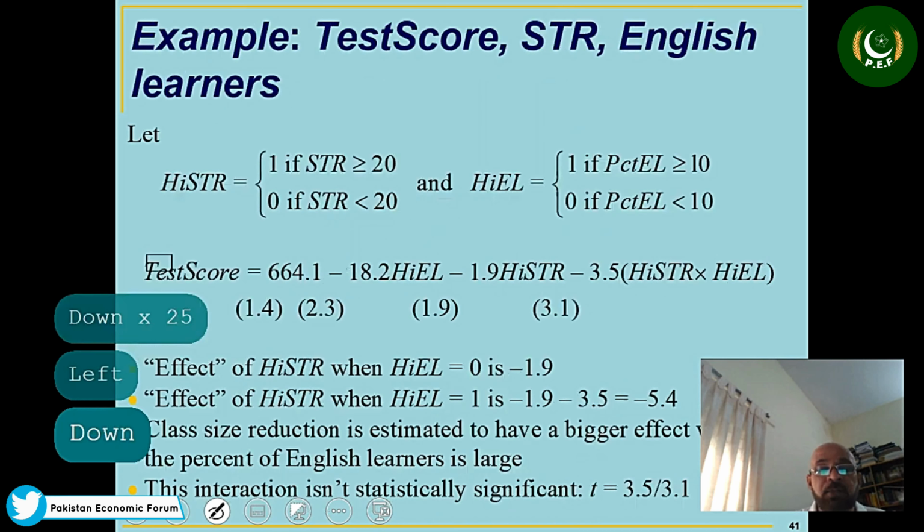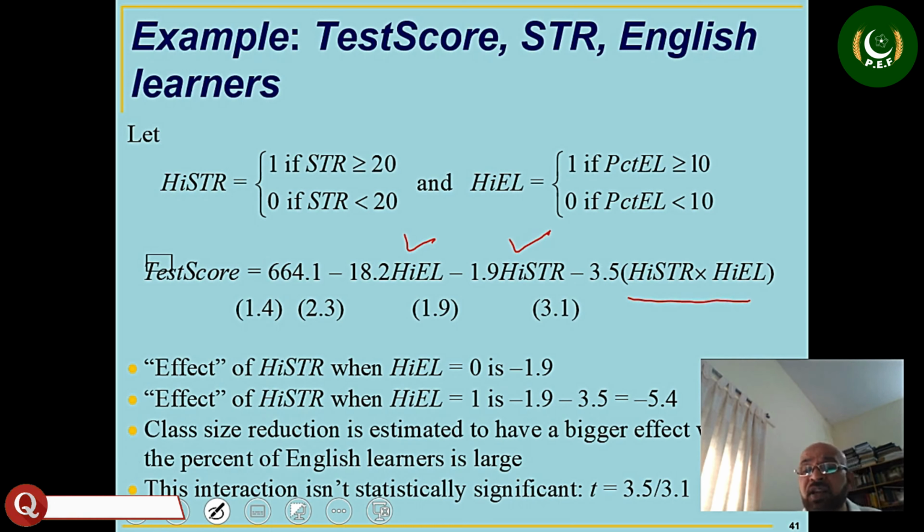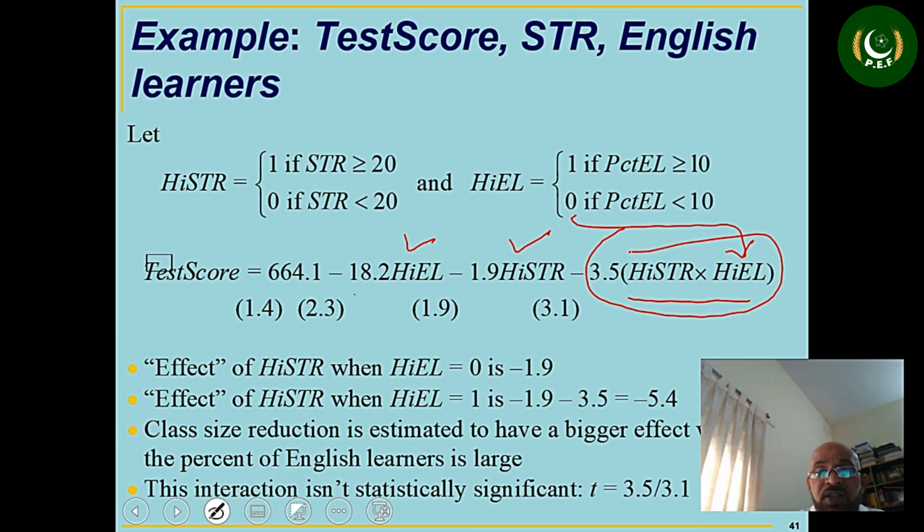What do we say? That you have a high student teacher ratio and high English learner percentage. Now we have an interaction. This is a dummy variable, this is a dummy variable, and this is the interaction of the two. When we look at the effect of a high student teacher ratio when there is a low English learner percentage, it means this term is 0. This will make the whole term equal to 0. So we are left with minus 1.9.